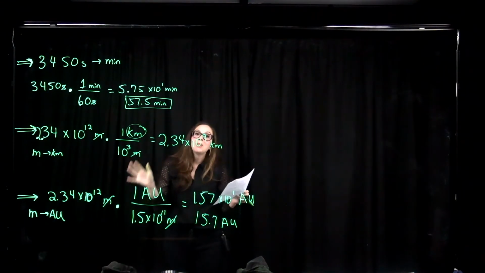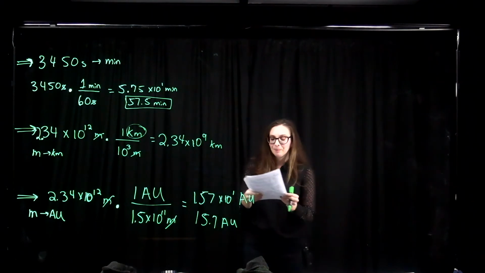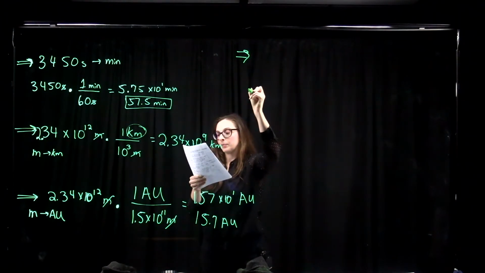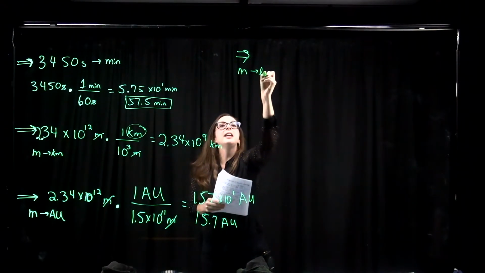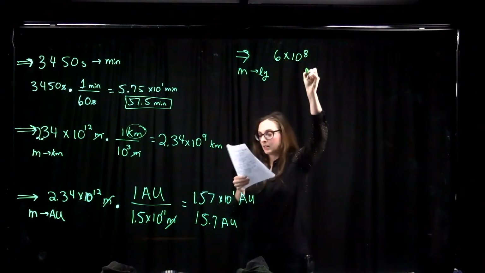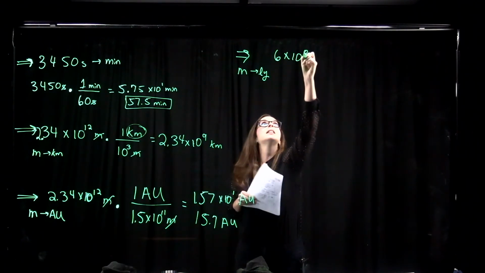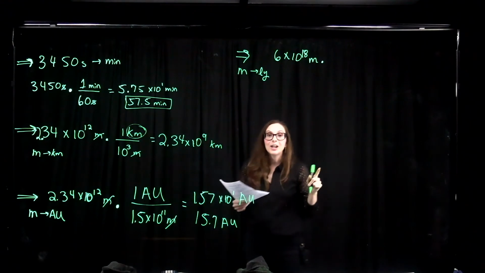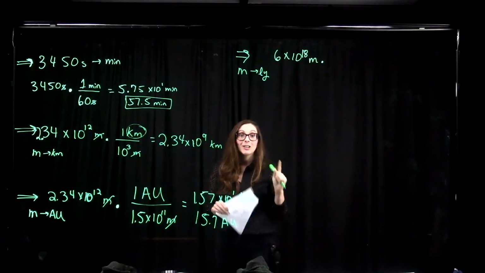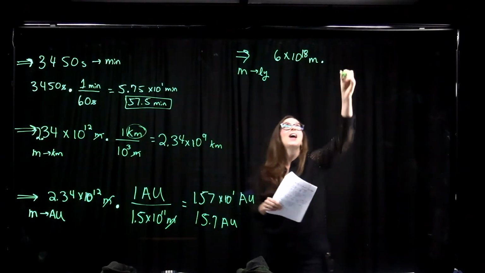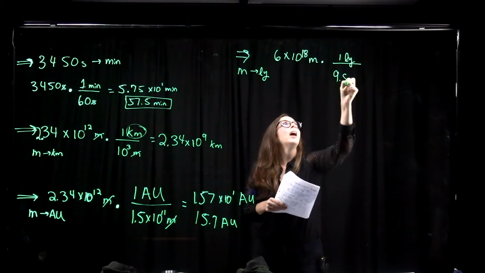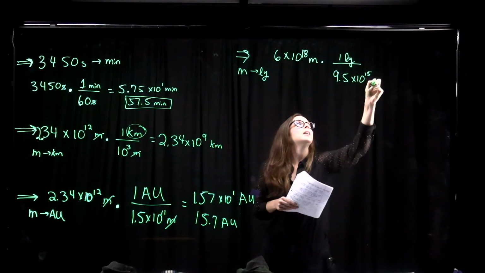Now let's go from meters to light years. Let's say we have 6 times 10 to the 18 meters. 1 light year is the distance that light can travel in 1 year, okay? That's a really, really, really vast distance. So 1 light year is 9.5 times 10 to the 15 meters.